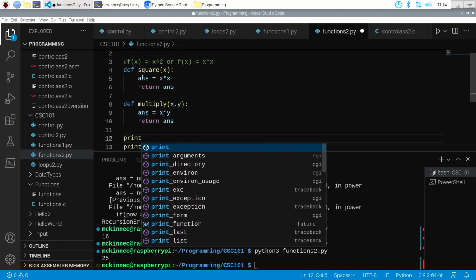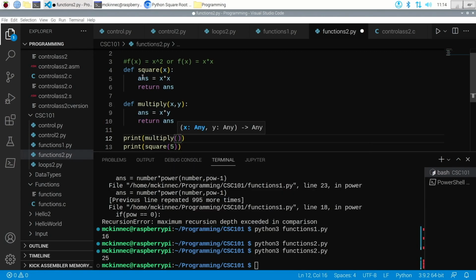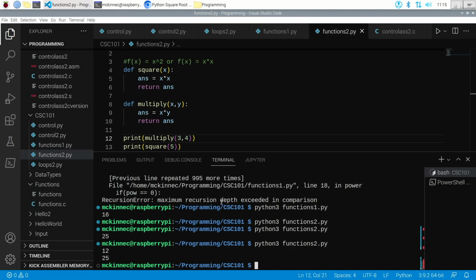But what would I call here? Multiply, and then I need to specify how many numbers? Two. All right, so pick two numbers. 3 and 4. Okay, and so what should we get out of this? I would hope that we get 12, and sure enough, we do. So this function accepted two objects and returned a single object. Two numbers went in, one number came out. It's a kind of contrived and stupid function, but I could do it, right?